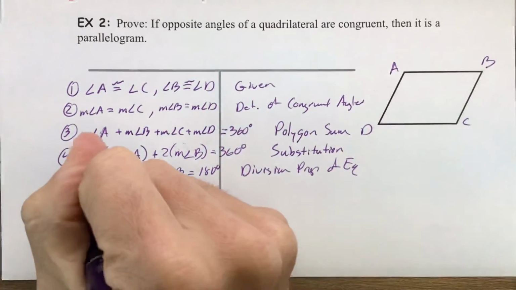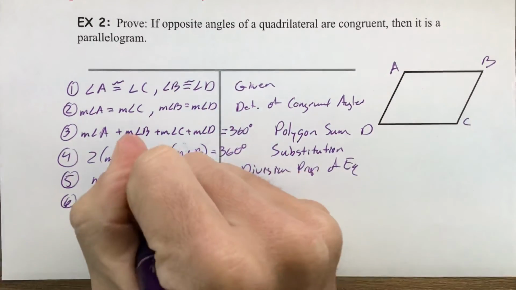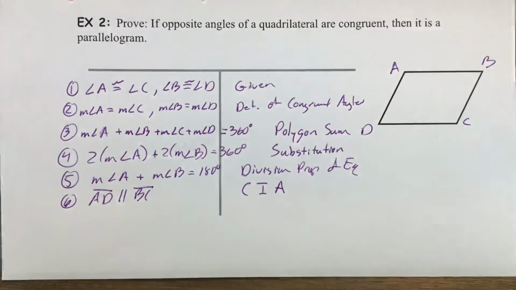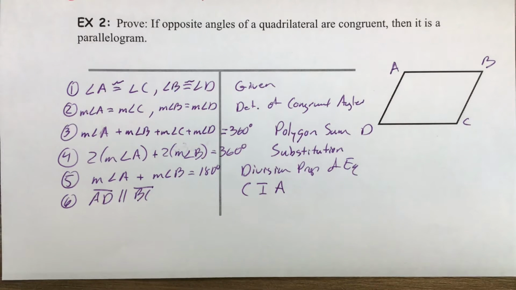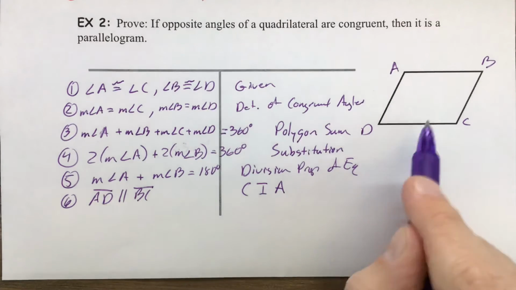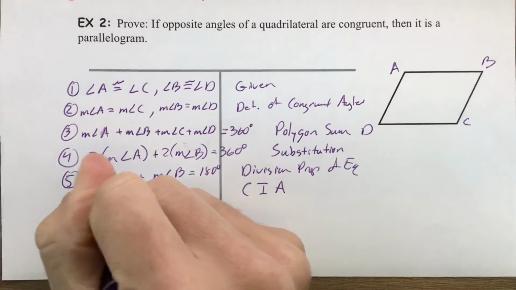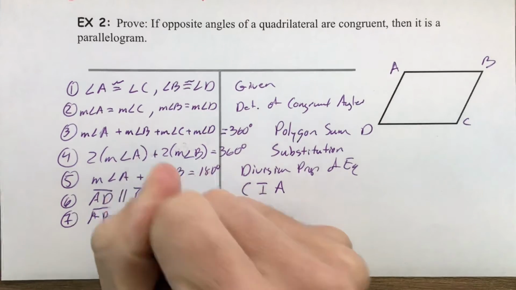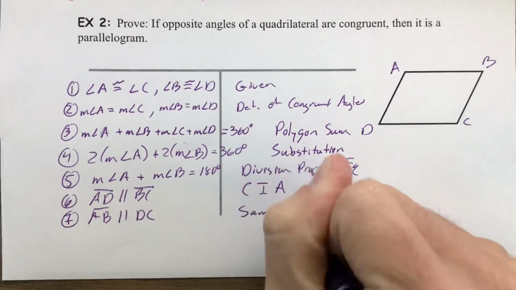that AD must be parallel to BC. That would be consecutive interior angles. Because the consecutive interior angles are supplements, these two have to be parallel. All right, as far as the top and the bottom, we'll go ahead and write that AB is parallel to DC, and just as your reason, we can write same argument.